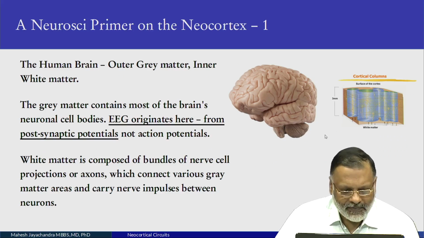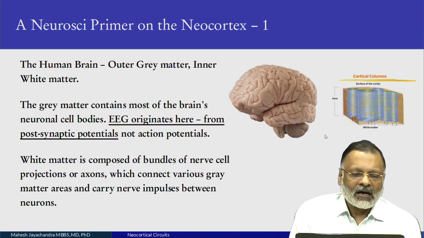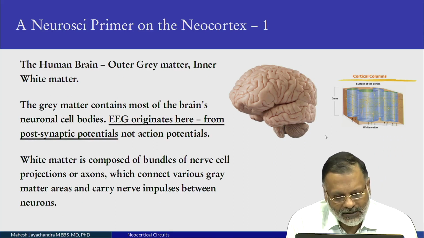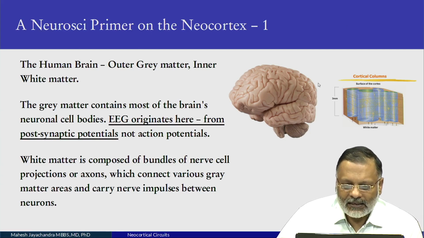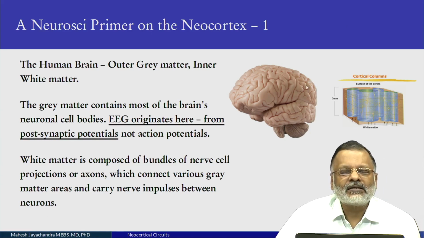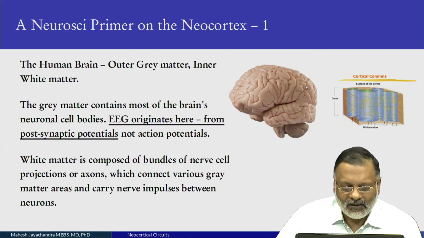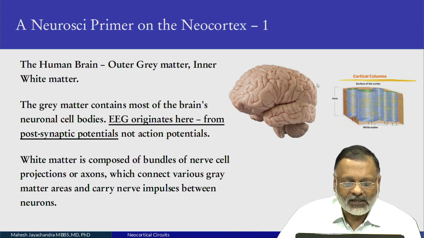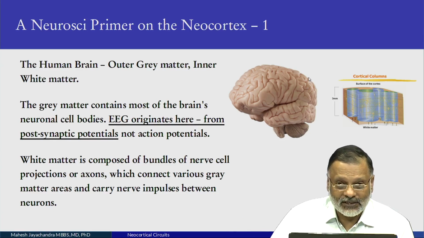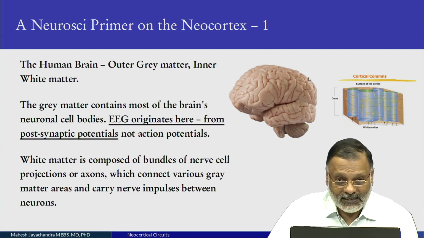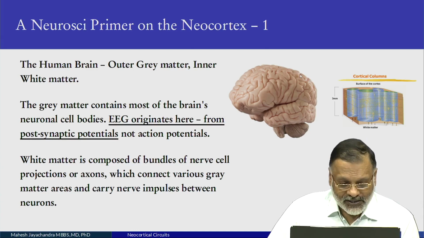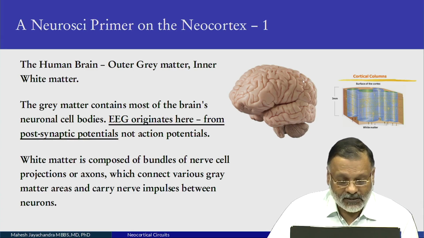So just a primer, to refresh your mind. The human brain consists of the outer gray and the inner white. We're talking of the neocortex. The outer gray is just a 1 to 2 millimeter thin bedsheet of cortical neurons which cover the brain and go through the sulci and gyri. The gray matter consists of most of the neuronal bodies. EEG originates here from postsynaptic potentials, the synapses between neurons, excitatory neurotransmitters, so those potentials are not from action potentials. This is an important point.